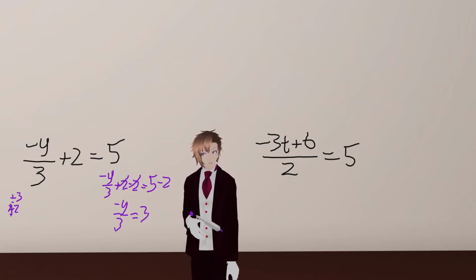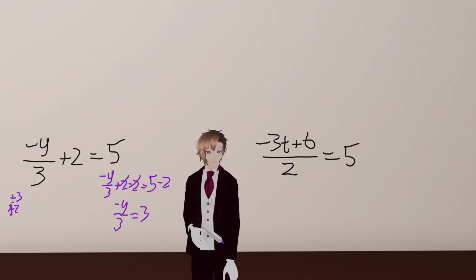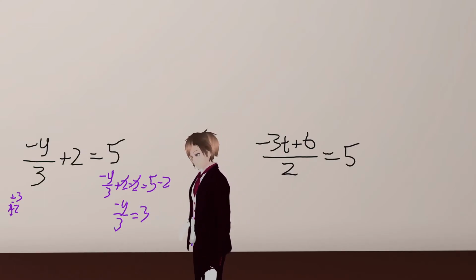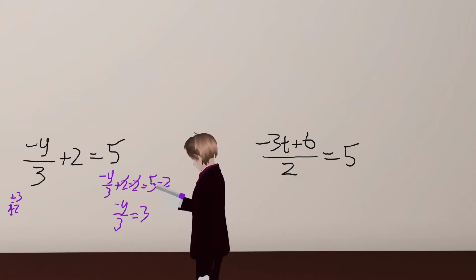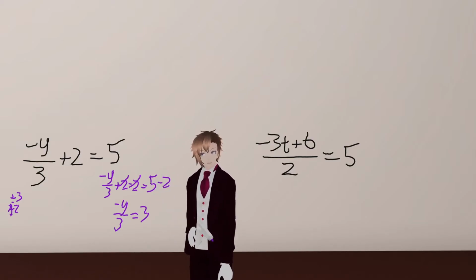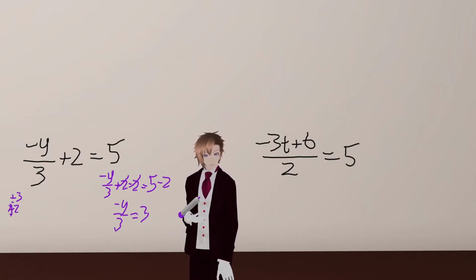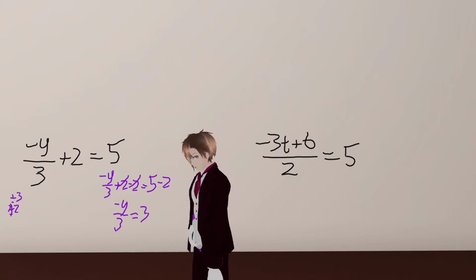Make sure you do all your working out so that we can see where your mistakes are, if there are any, but you also get marks for your working out. It's not just marks for the answer. If this was a 3-mark question, you would probably get 2 marks for your working out and 1 mark for your answer. So make sure you show all your working out.